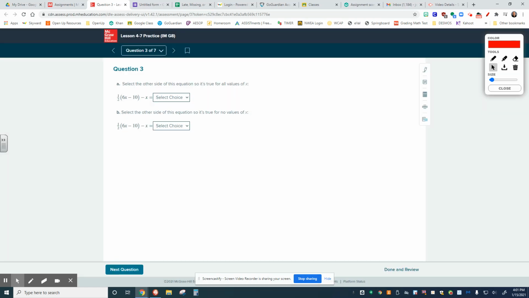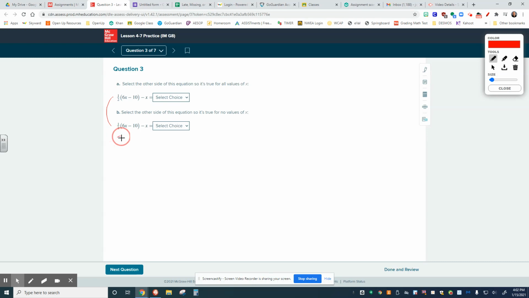Here in the next one, it says select the other side of this equation so that it is true for all values of x. On these two, what we want to look at again is compare the constants, compare the coefficients. Make sure that we understand those. What I will tell you from the very beginning is simplify first. These are both the exact same expressions, so when I simplify down here, it's the same for both.